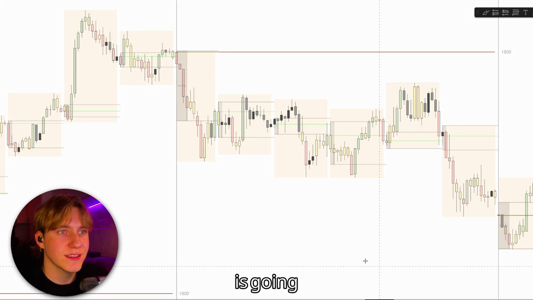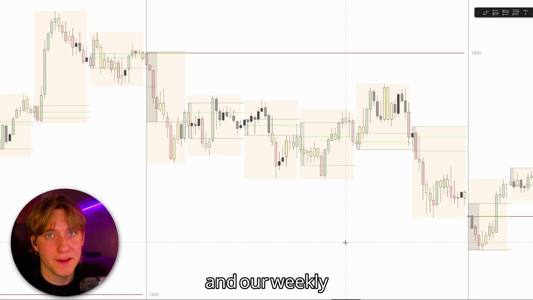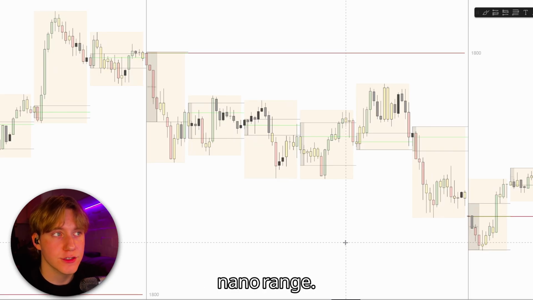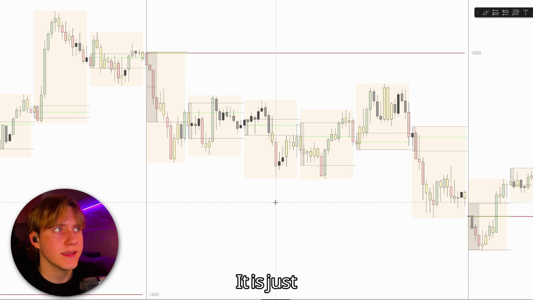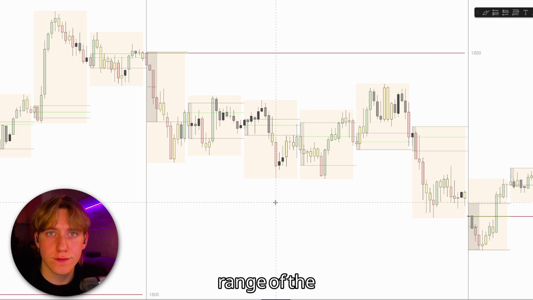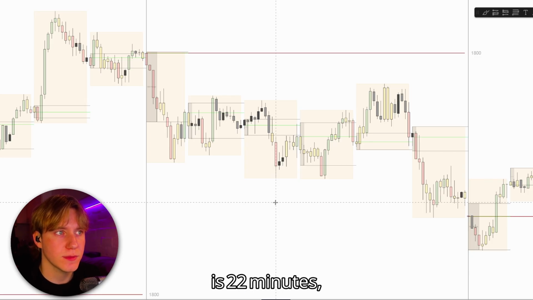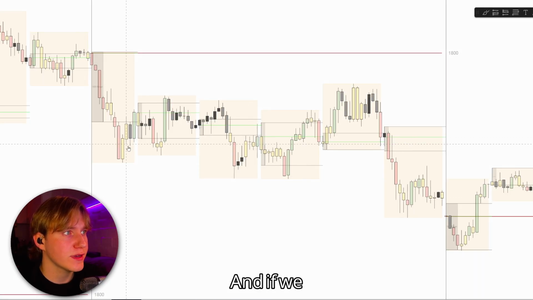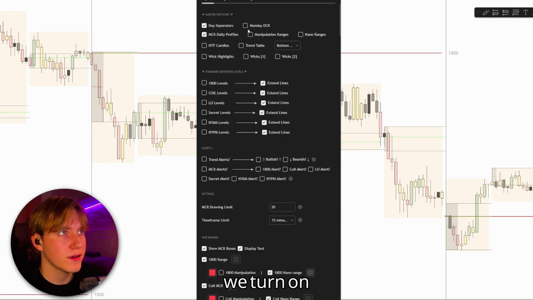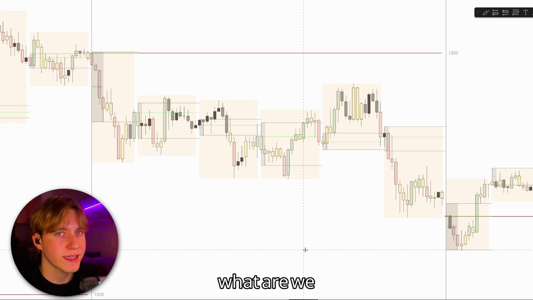This next confluence is going to be called our daily and our weekly nano range. So a nano range is pretty much exactly what you think it is. It is just a very tiny range of the MCR. So if the MCR is 22 minutes, expect the nano range to be around 6 minutes. And if we go to our indicator and we turn on the Monday DCR and we turn on nano ranges, what are we going to get?